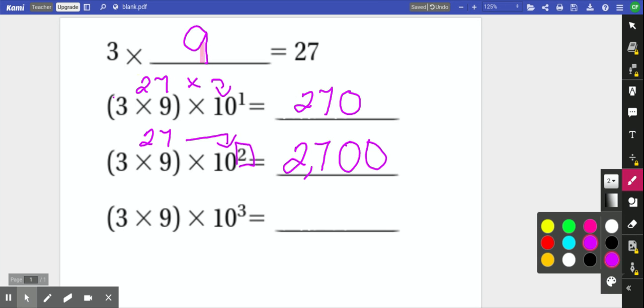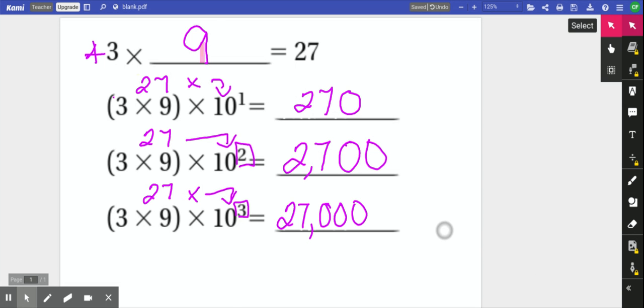And then for the last one in my pattern, I'm going to continue 27 times 10 to the third. My exponent again tells me how many zeros to add. So that's 27 with 1, 2, 3 zeros. And there's my answer. So if you see, I'm looking at that basic fact to help me start the pattern, and then I move on.